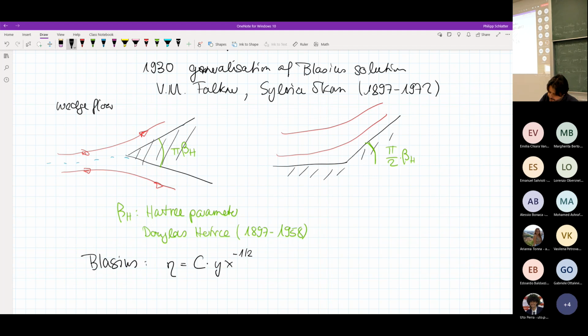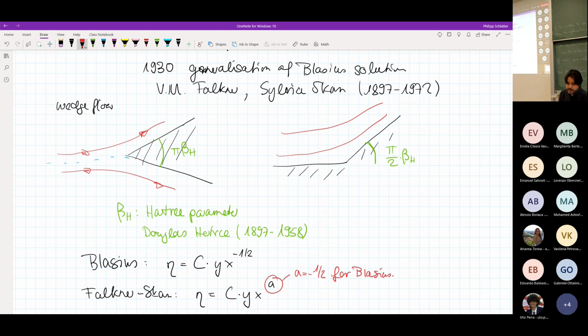Now the idea with Falkner-Skan is to actually make it more general. So they were considering that eta is very similar to Blasius. It's again c times y times x to the power a, but now they said instead of just focusing on one specific exponent, minus 1/2, we just let this exponent be free. So they introduced this free exponent, and of course now we directly see that a is minus 1/2 for Blasius to make this correlation.